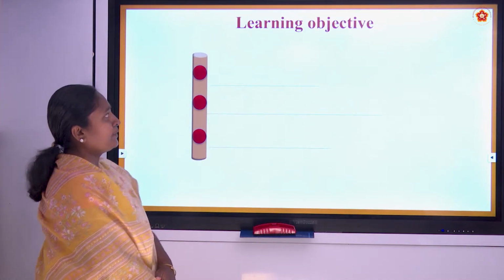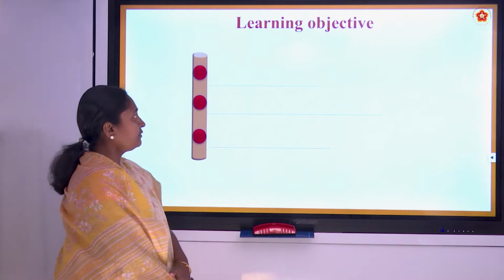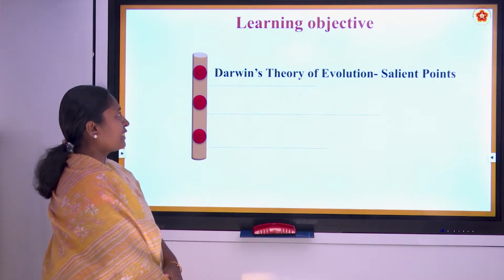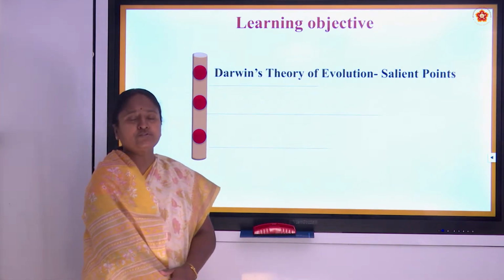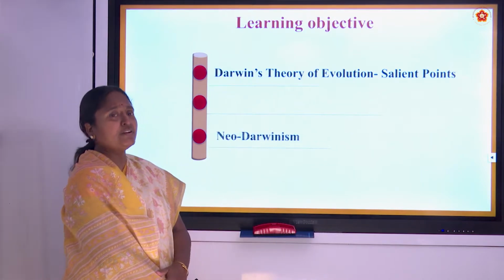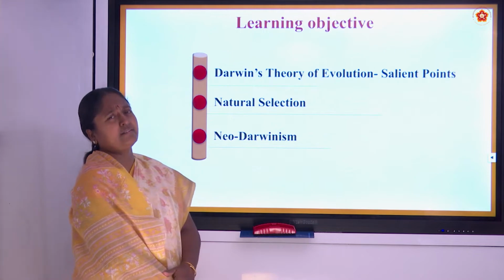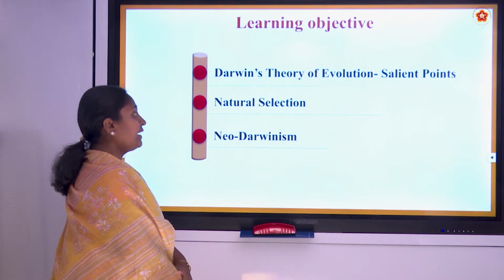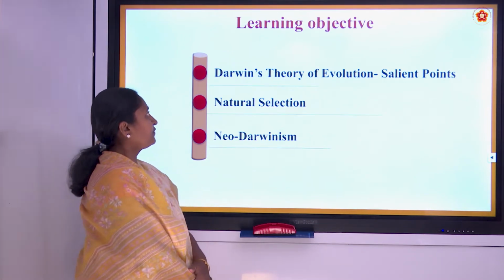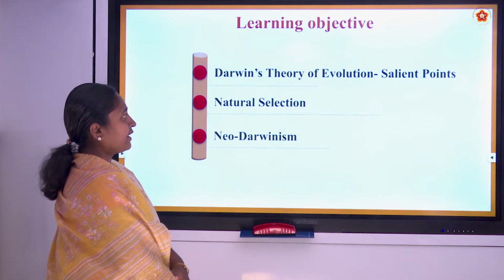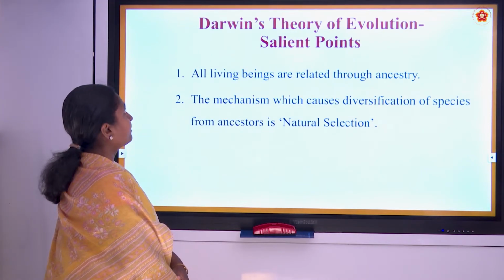And now we are coming to today's learning objective. We are going to study Darwin's theory of evolution and its salient features, and we are going to see natural selection, what it is, and then we are going to study Neo-Darwinism. First, we will start with Darwin's theory of evolution and its salient features.